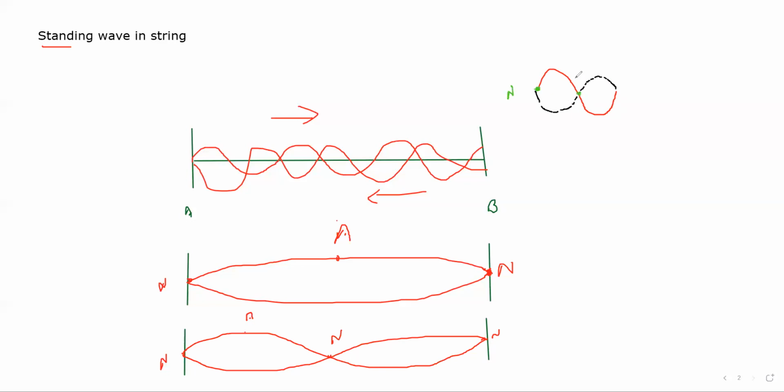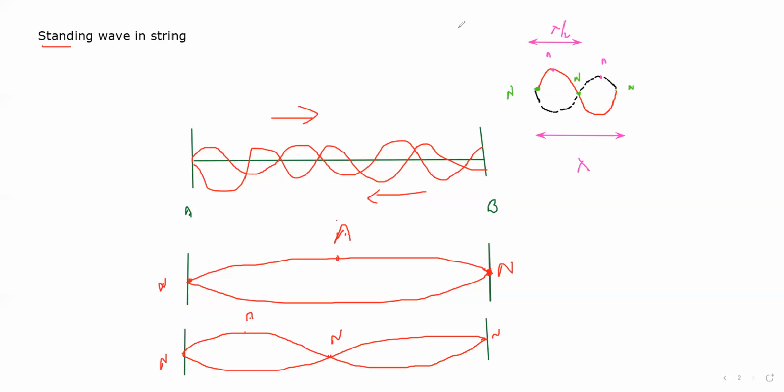This will be a node, and the third point is also a node. Where they increase the effect of each other, that is an antinode. The distance between three consecutive nodes equals one wavelength, because that's the length of one wave. The distance between successive nodes is called lambda by 2, half a wavelength.